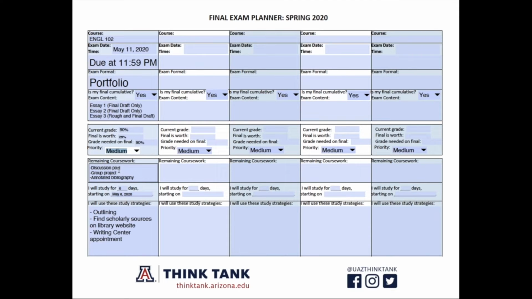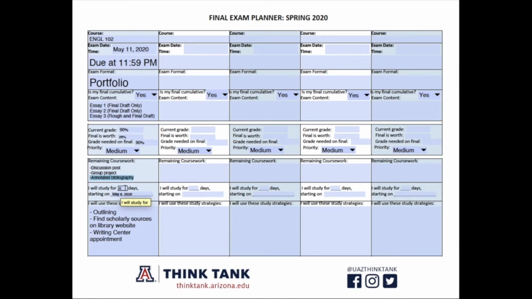In the next box, you can write down any kind of remaining coursework that you have. So for this student, they have a discussion post, a group project, and an annotated bibliography. Finals time is a really easy moment to lose sight of some of the smaller projects and assignments that you have to do, and so just making note of them can help make sure that they don't go unnoticed.